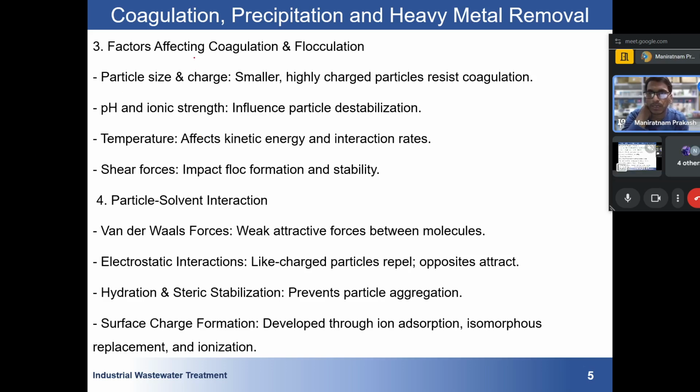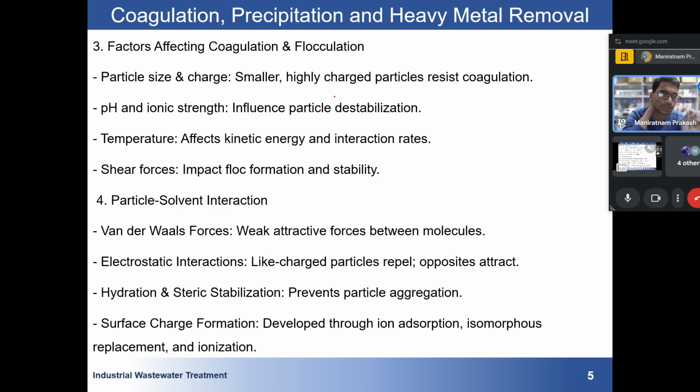Yes. So these are some of particle size and charges. A smaller, highly charged particle resists. With a smaller size it will have less weight, so its weight will be very low and it will remain suspended. Highly charged particles also resist coagulation.